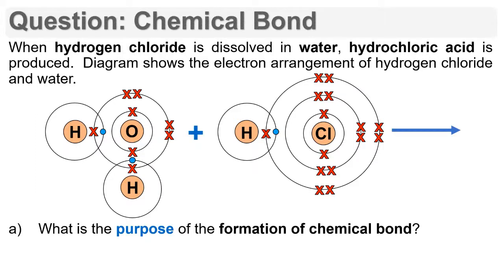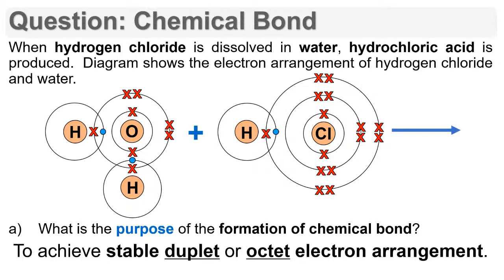Here is a question relating to the dative bond. When hydrogen chloride is dissolved in water, hydrochloric acid is produced. Diagram shows the electron arrangement of hydrogen chloride and water. A. What is the purpose of the formation of chemical bond? The answer: to achieve stable duplet or octet electron arrangement.